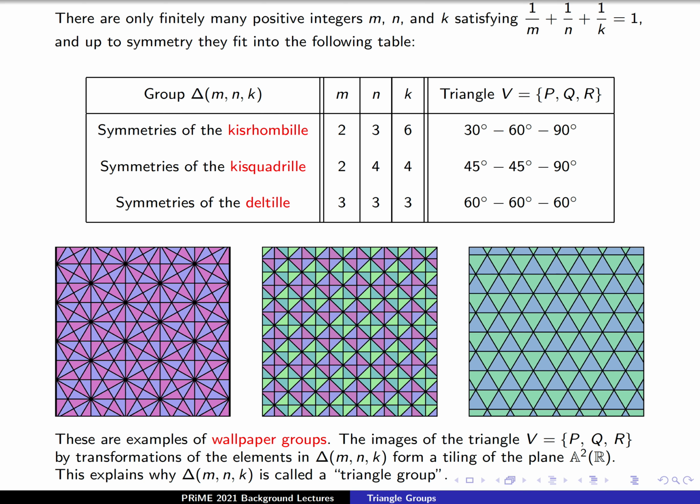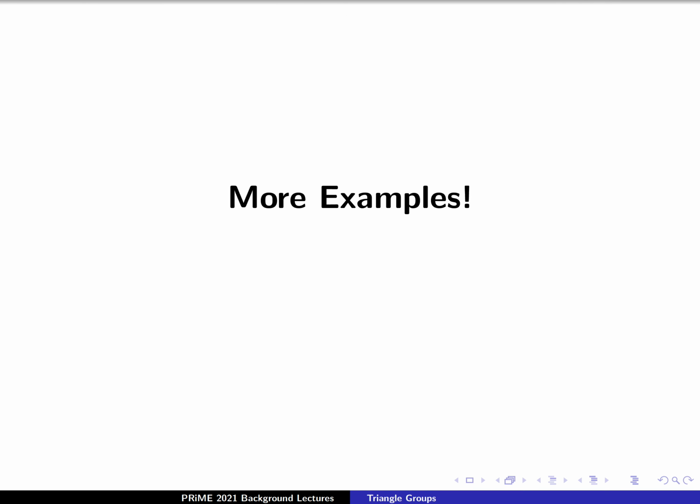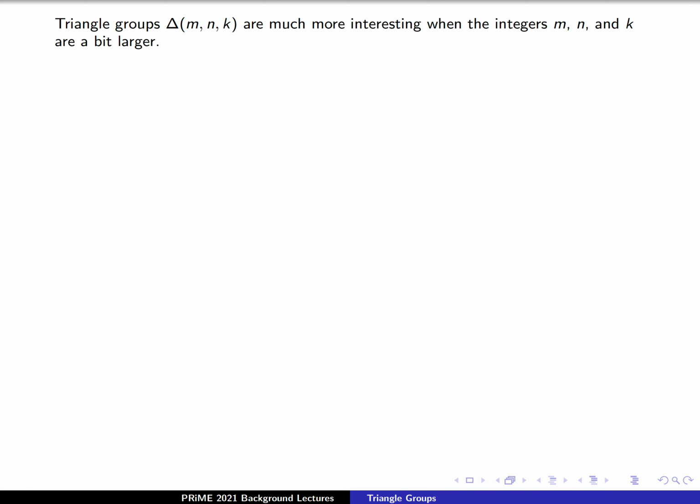Here we see that we can simply write out the entire plane, or if you will, our wall, as being tiled by a collection of triangles. The triangles are either 30, 60, 90, which we call the kisrhombille, 45, 45, 90, which we call the kisquadrille, or 60, 60, 60, which we call the deltille. Here are even more examples of all of this concept.